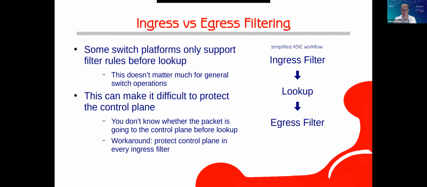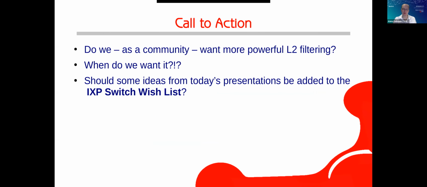But there have been 3 interesting talks today about features that IXPs need, like our proxy ARP connection, the BFD, and more powerful filtering. And basically, should we add these ideas to IXP switch or IXP equipment wish lists?